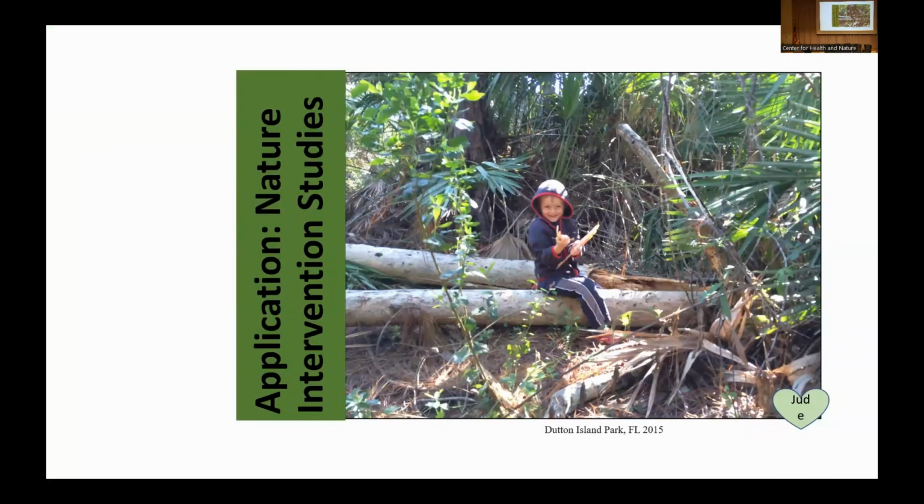Okay, so now I'd like to just share some studies relatively quickly with you, just to touch base on some applied indoor versus outdoor type studies. This is my son, Jude.